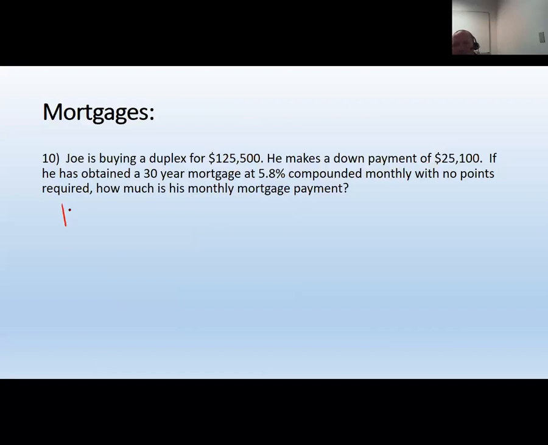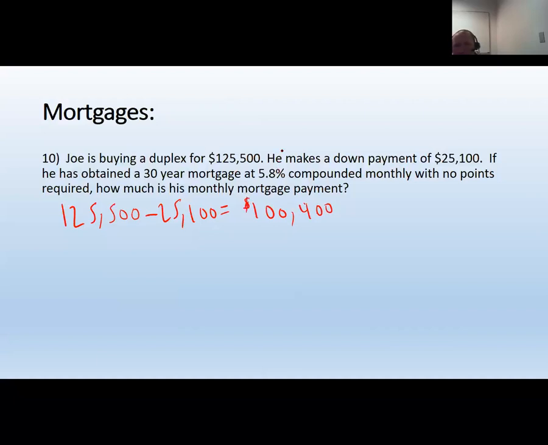So you take the amount that he bought the duplex for, $125,500, and you subtract off the down payment. And that would tell you how much money is being borrowed. So if you take 125,500 and subtract off 25,100, you end up with $100,400 as the amount borrowed.